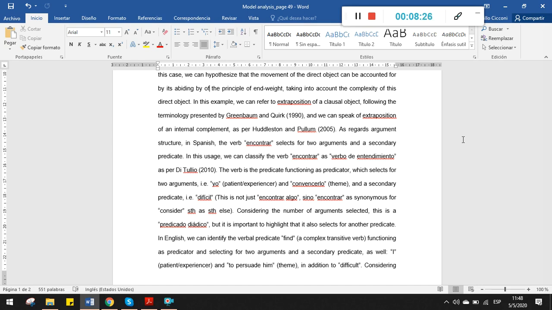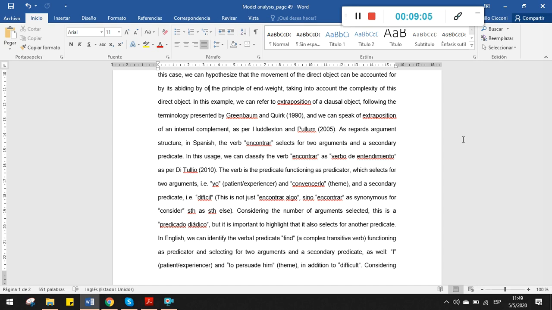And also, this verbal predicate selects for a secondary predicate, which is difícil. In this case, you have to bear in mind that this is not just encontrar algo, but rather encontrar as synonymous for consider something as something else. Considering the number of arguments selected, this is a predicado diádico. But it is important to highlight that it also selects for another predicate.